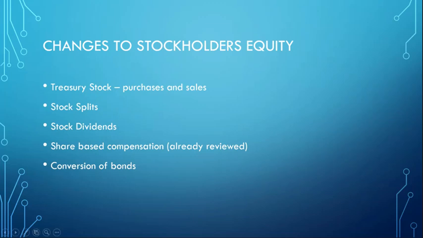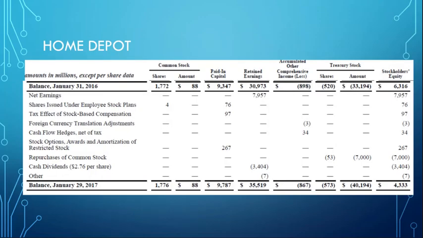Stock splits technically are a non-transaction. All that's going to happen in a stock split is the number of shares are going to increase, but the actual amounts on the balance sheet are not going to change. So if you were going to see a stock split, there would be an amount here in the shares, but there would be no change in any other column for Home Depot. If it was 2 for 1, there would just be twice as many shares as before.